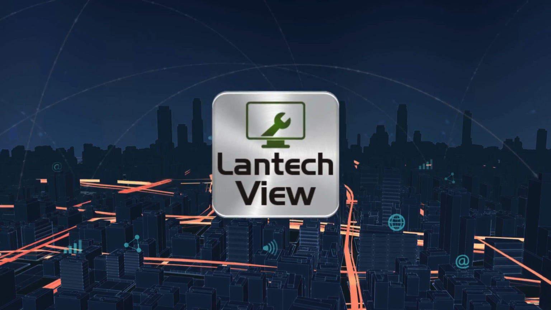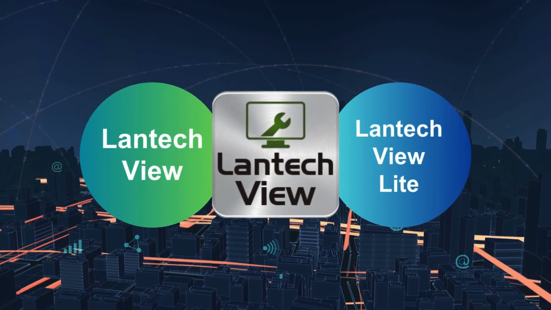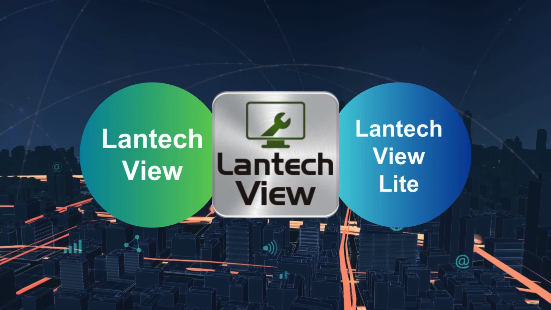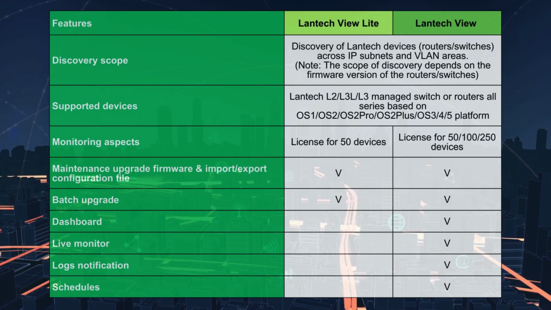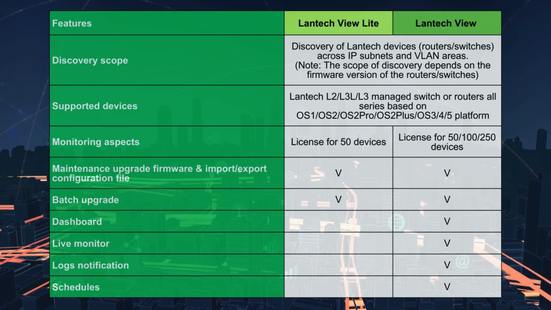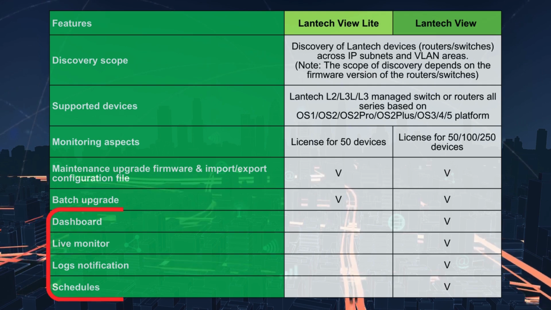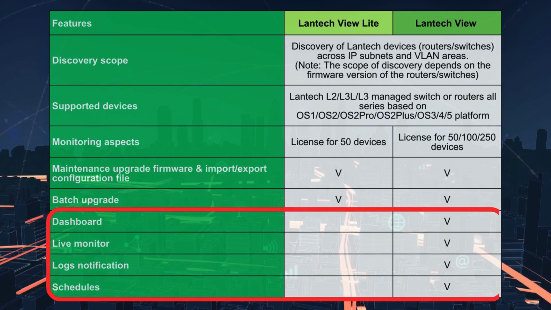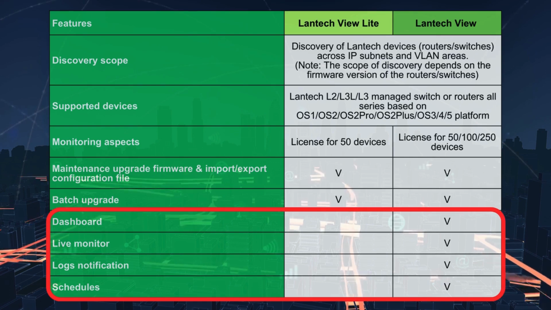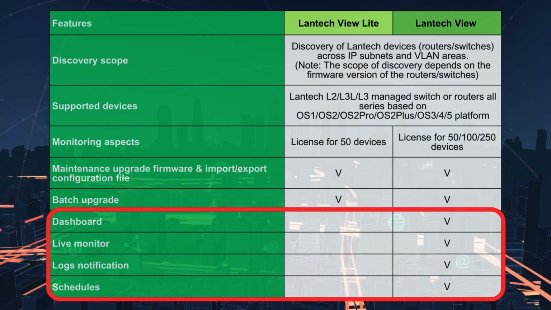To meet diverse network management needs, Lantech offers two versions of this software, LantechView and LantechView Lite. While both versions support essential features like device auto-discovery and configuration management, LantechView provides advanced capabilities such as real-time dashboards, logs categorization and scheduling functions, making it the ideal choice for larger and more complex networks.